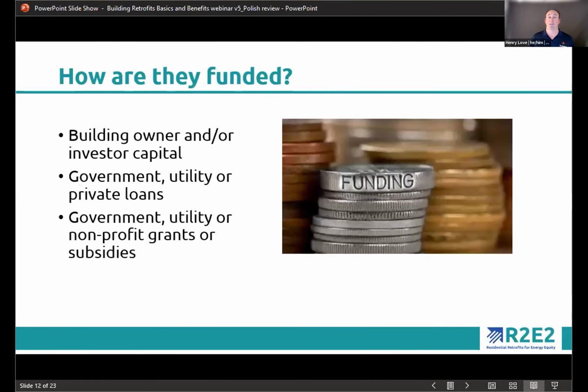How are they funded? Typically, the owner or investor needs to provide some capital. They may want to get some sort of loan, either a subsidized loan from the government, use utility incentives, or get private loans from a lender. And also some have access to grant funds or subsidies or other types of incentives through existing local programs and federal programs.